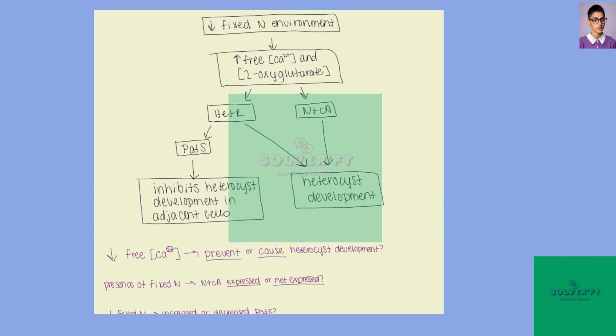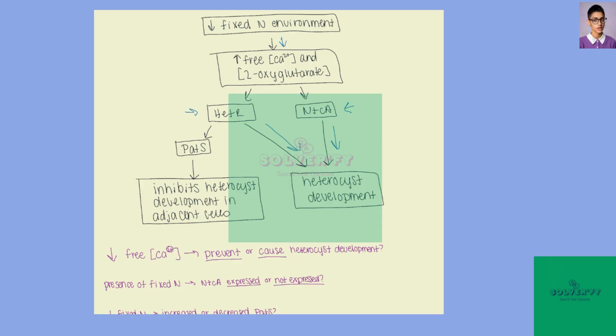So in this video, we're going to be going over the Anabaena and heterocyst development flowchart again. And basically what this is saying is if there is low or absent fixed nitrogen in the environment, then that is going to cause increased free calcium and 2-oxoglutarate concentrations. And then with these two increased, that would stimulate expression of genes that produce these two transcription factors, NTCA and HETR. And both NTCA and HETR are going to promote heterocyst development, which you can see right here.